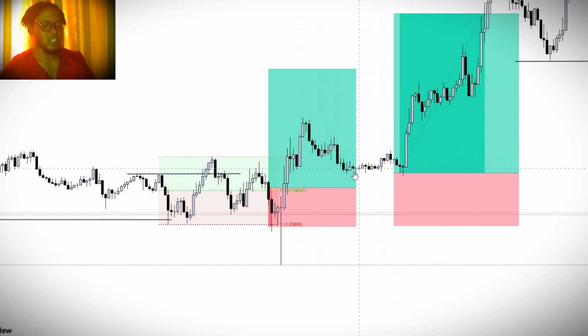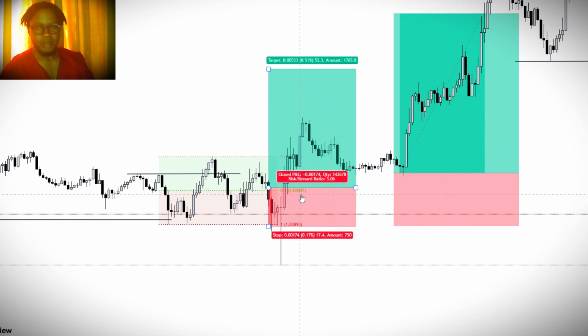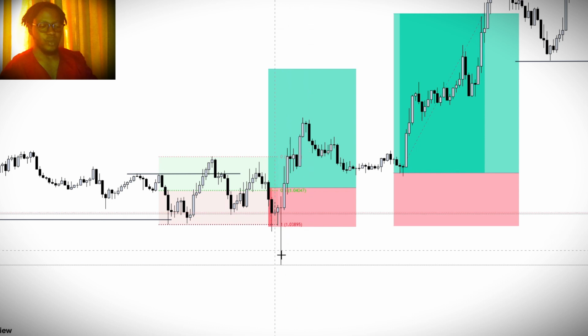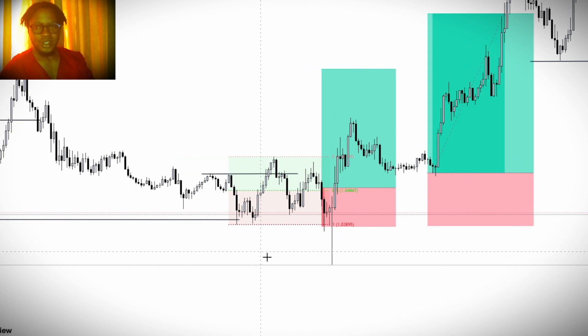I wish I had entered again. I would have made a lot of money from here, but then again, it is what it is. Price stopped me out and then went to my TP. So you see that the analysis is not wrong. Everything is correct. It's just that there was a manipulation at this point, which is fine for me because trading is random.